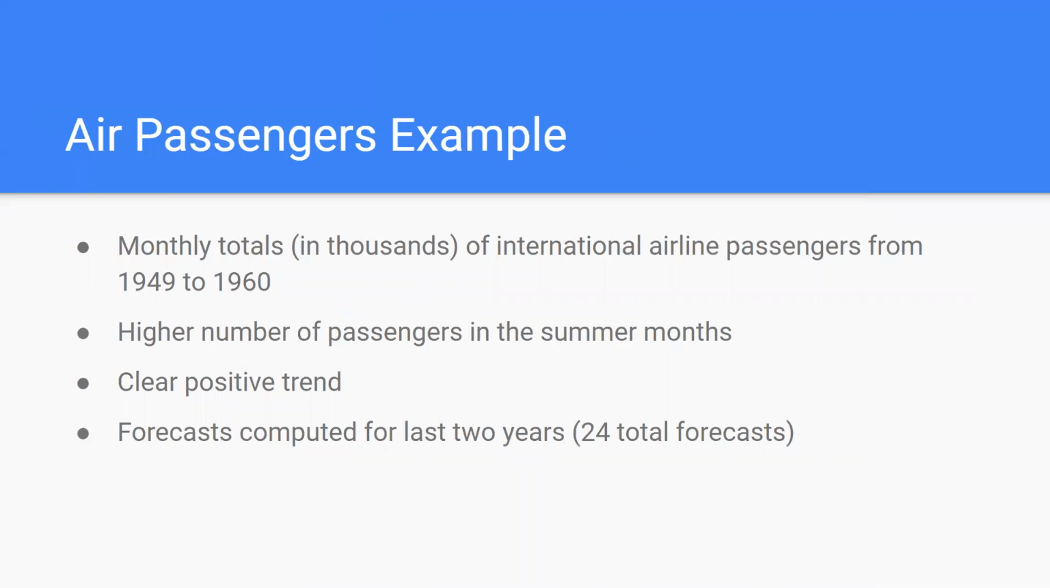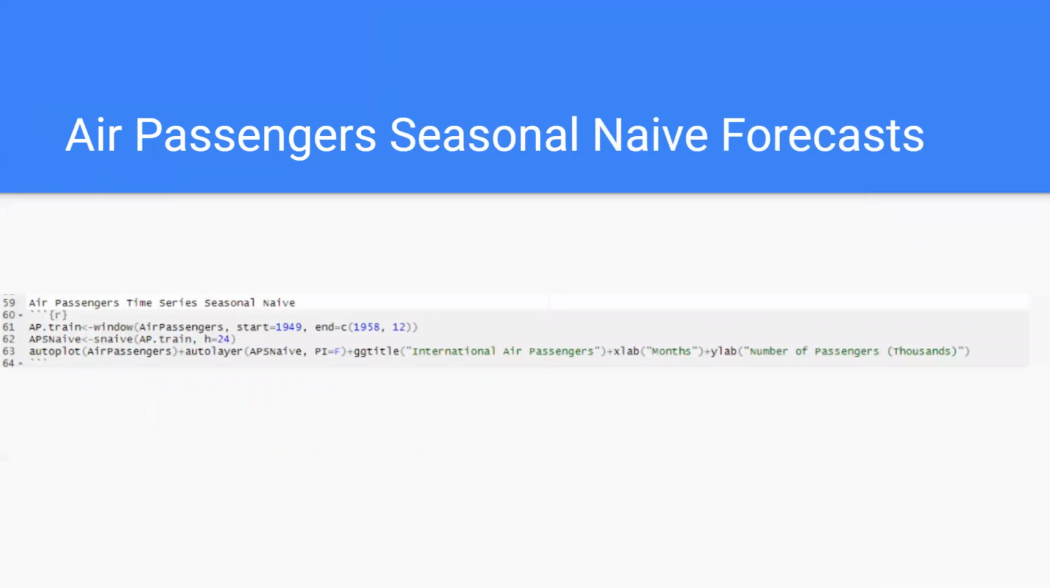To demonstrate the use of the seasonal naive forecast in R, a time series that is already encoded into R is studied. This is the air passengers dataset, which looks at monthly totals in thousands of international airline passengers from 1949 to 1960. Not only does this time series display a clear positive trend, but it also displays seasonal variation, with passenger totals being higher in the summer months than in the winter. Forecasts will be computed for each month of the last 2 years, so 24 forecasts total, using the seasonal naive method. Here we have the codes.